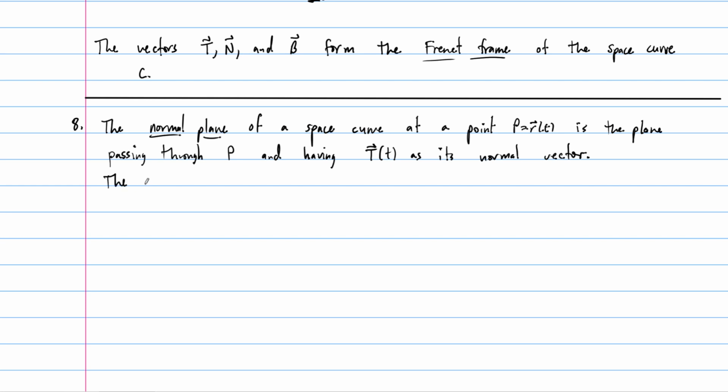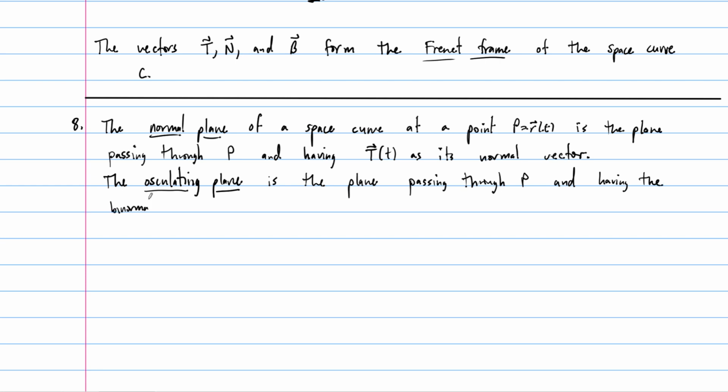The osculating plane, all right, this is very important geometrically. It's, again, the plane that's closest to containing the curve. So this is the plane that passes through or contains the point P. I'll say passing through again, that's the way I said it before. And having, this time, the binormal vector B of t as its normal vector.